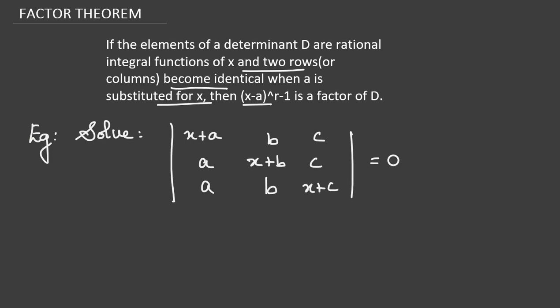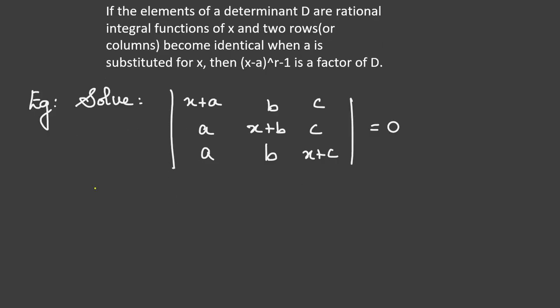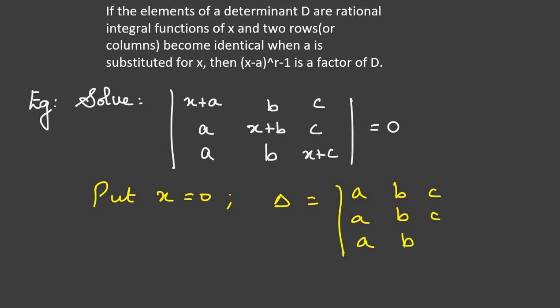Example: we take a determinant here. Solve. The determinant is equal to 0. Now I put x is equal to 0 in the given delta. What happens to delta? Delta is equal to ABC. The third row becomes ABC. Three rows are identical here.